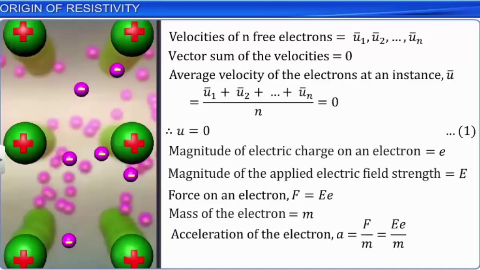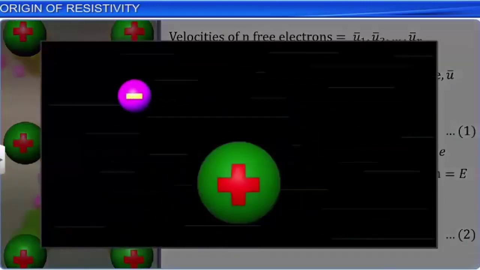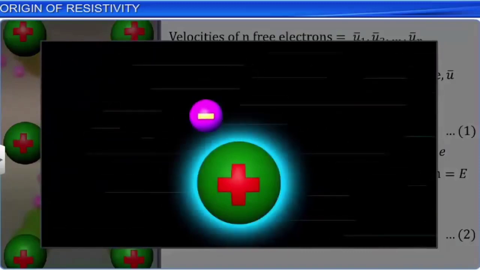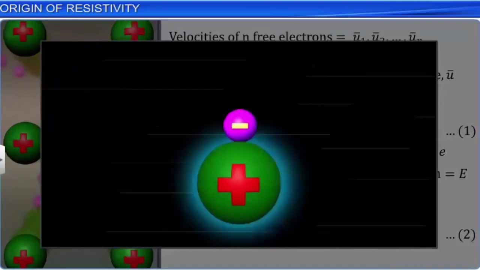Due to the acceleration, the free electrons gain velocity and hence kinetic energy. With the acquired kinetic energy, the free electrons collide with the atoms within the conductor. During such collisions, the electrons give up their energy to the atoms. Hence, their velocity decreases.